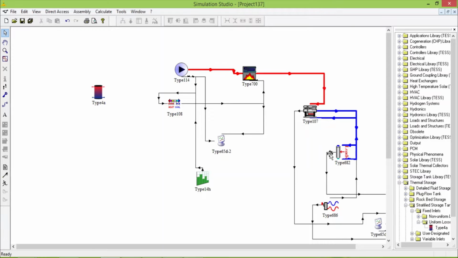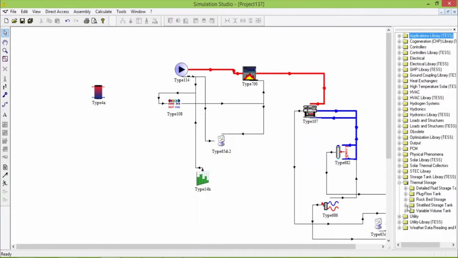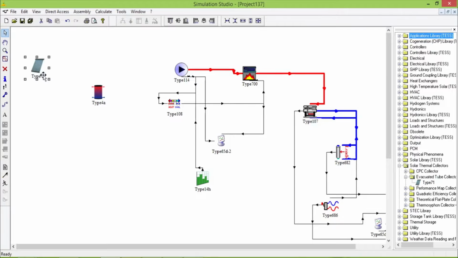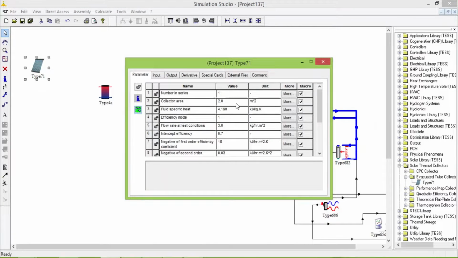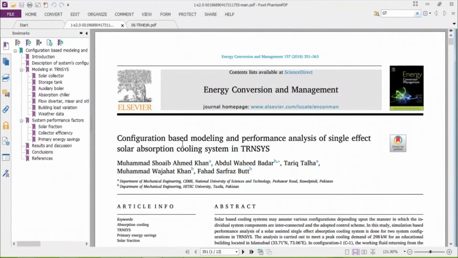So next, we will add one solar collector. So I have solar thermal collectors, evacuated type 71. I will change the collector area to 560 square meters, and now I need to change the flow rates, intercept efficiency, negative first order efficiency coefficient, and second. So I will take these values from this paper.